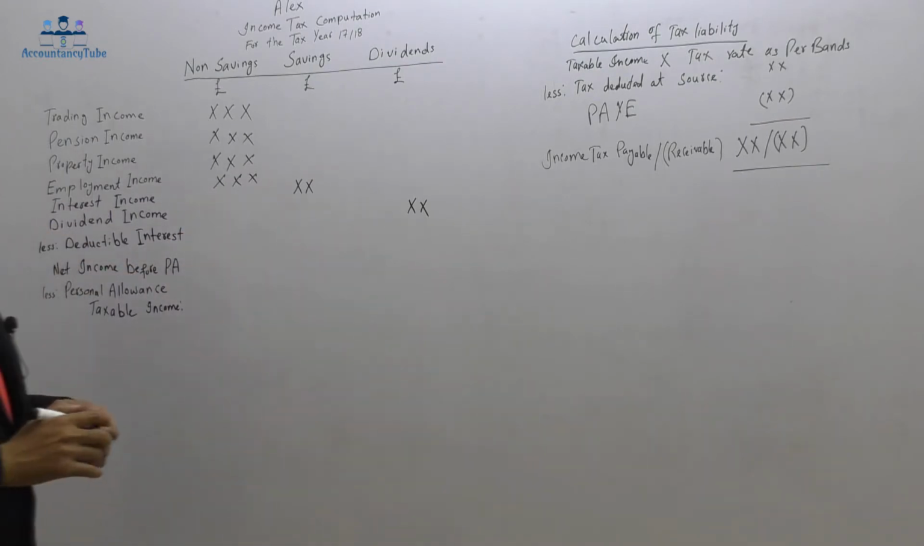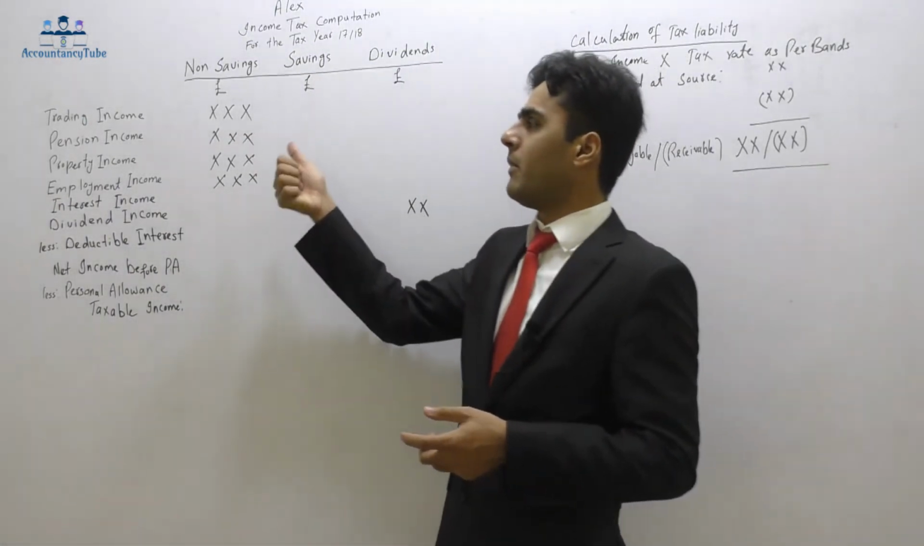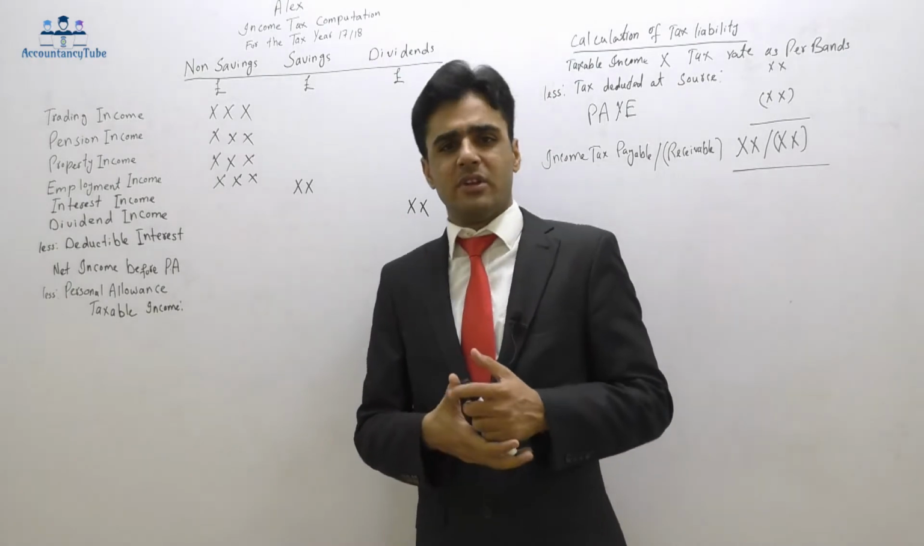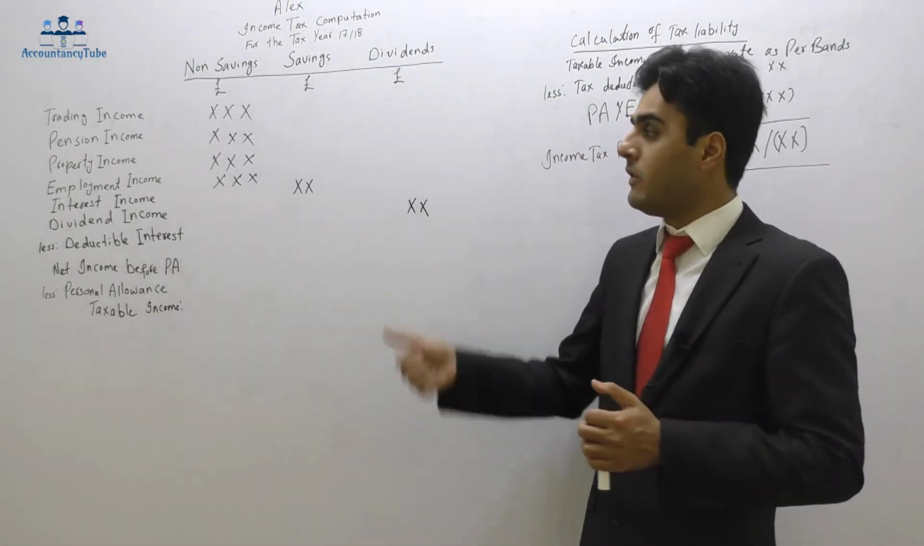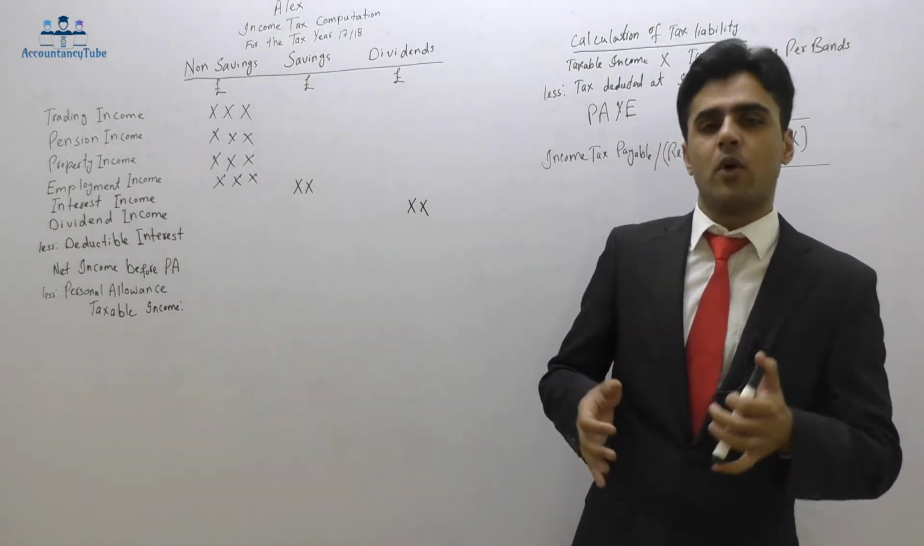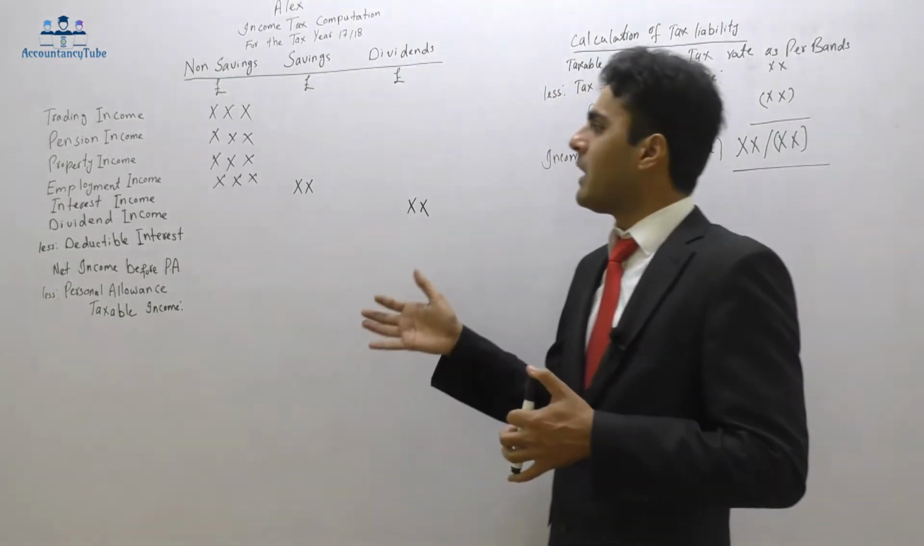What is trading income, by the way? Trading income is when I am trading, when I am doing business. So that income is non-savings. What is pension income? There is a separate chapter on pension. There is a separate chapter on trading income as well. There is a separate chapter on property income and employment income. So we will see all of them in detail in the coming chapters.